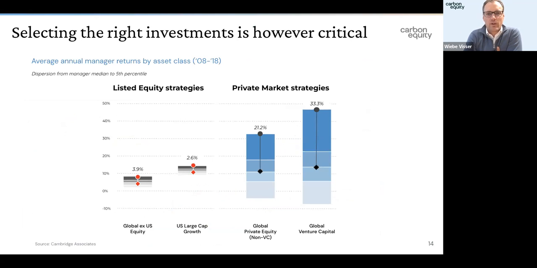There's one thing that's, though, very critical in private equity investing. You need to select the right opportunities, and you need to be able to do that, because if you don't, then the downside risk is also higher. On the right-hand side, you see the dispersion between the top performance and the lowest performance, and there's a big gap. Whereas in public equity, if you invest in certain fund managers, the discrepancy between the top performance and the lowest performance is much smaller. So being able to select the right opportunities is really, really important in private equity.